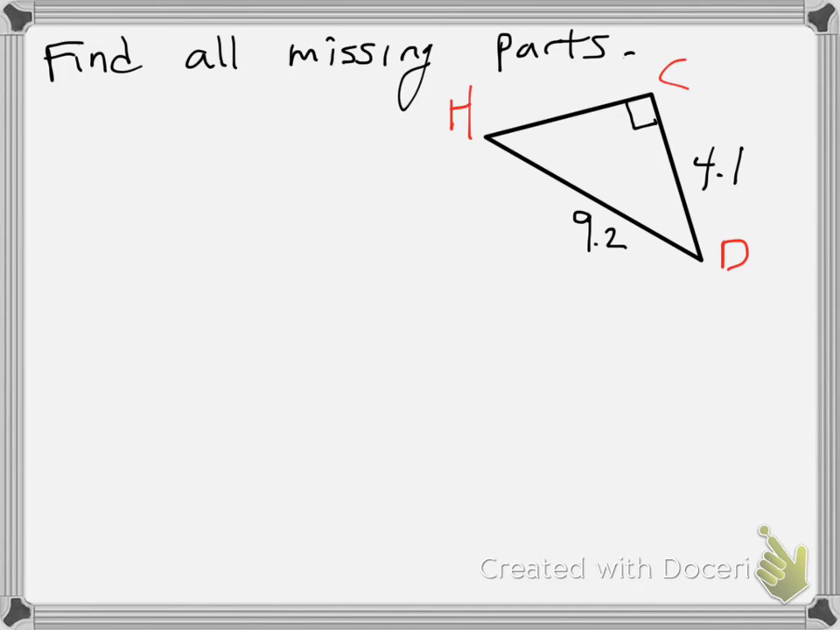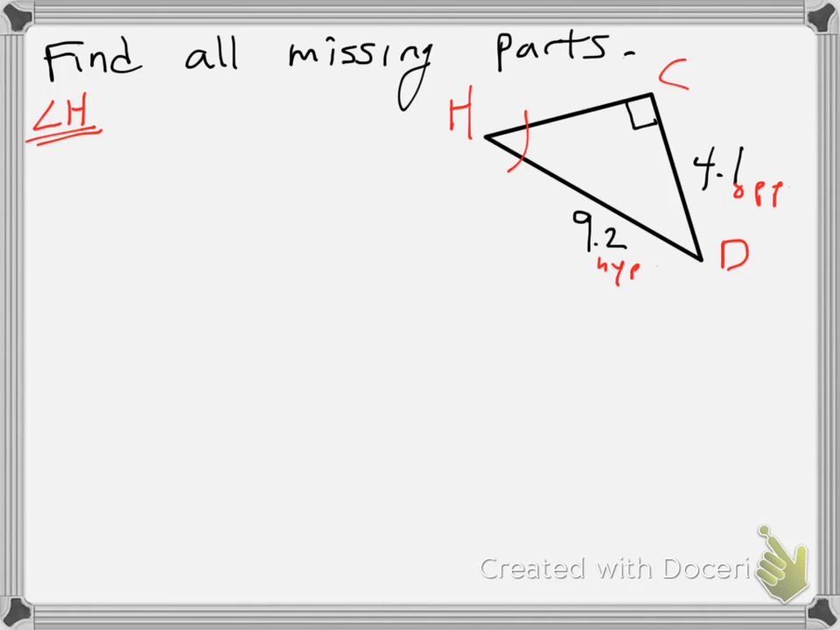Okay, well, how are we going to do this? I'm going to try to find angle H first. It doesn't matter whether it's H or D, but I'm going to choose H. So angle H, how do you find it? Well, I do know that 4.1 compared to H is opposite it, right? It's directly across. And I also know that 9.2 is the hypotenuse. So if I knew angle H, I could do something with sine or cosine or tangent with opposite and hypotenuse.